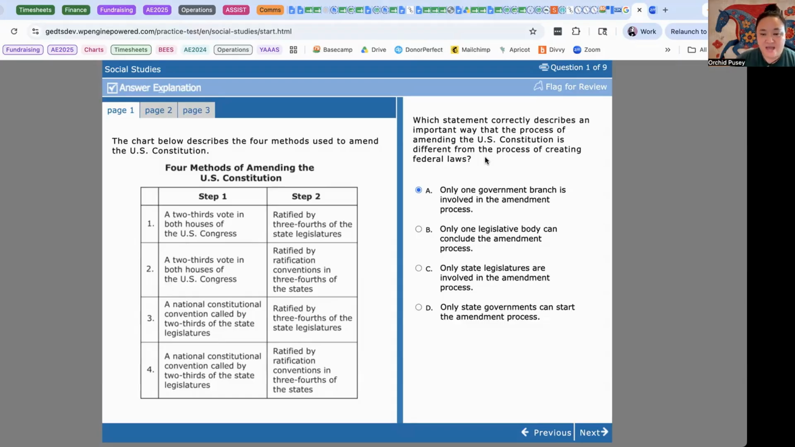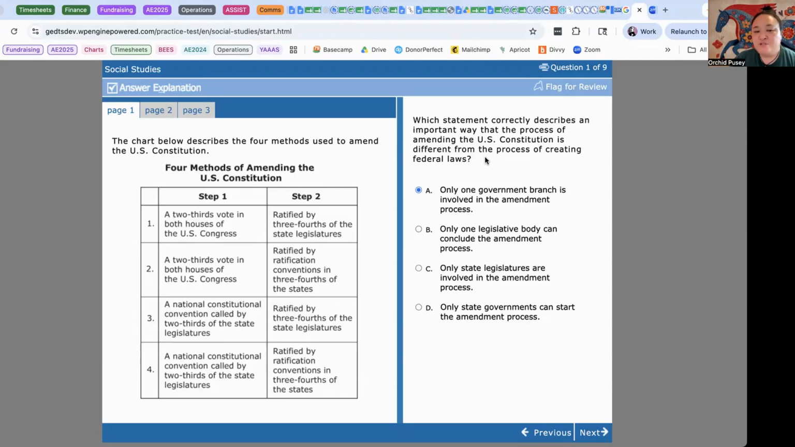So answer A. Is it answer A? Answer A says only one government branch is involved in the amendment process. Let's go back and make sure we understand the question. The question is, which statement, A, B, C, or D, correctly describes an important way that the process of amending or changing the US Constitution is different from the process of creating federal laws?